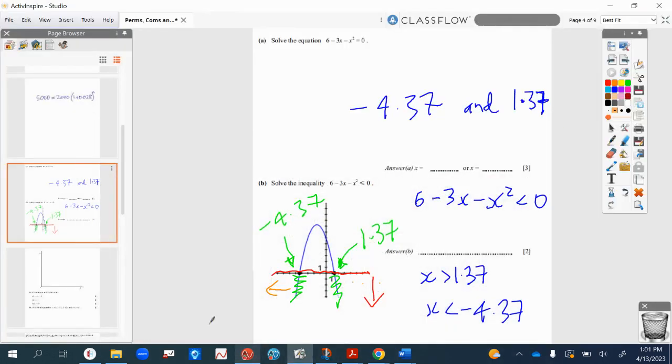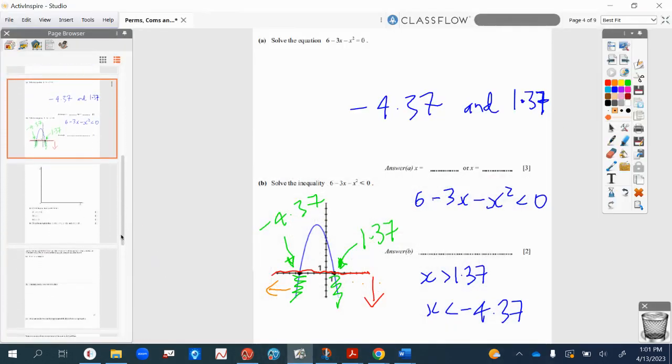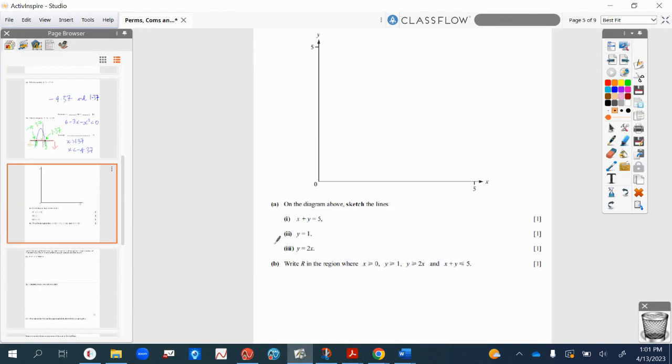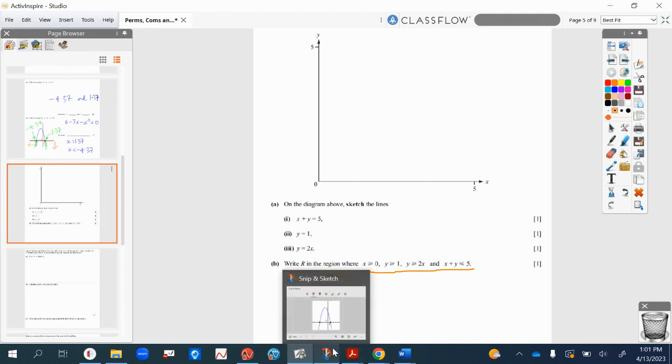Right, one more thing to remind you about, I think, is this. So we're going to look at sketching some lines and then finding a region which satisfies some inequalities. So I'm going to draw in these as inequalities first. So rather than sketching the line, I'm going straight to part B. But I'm going to try this live now.